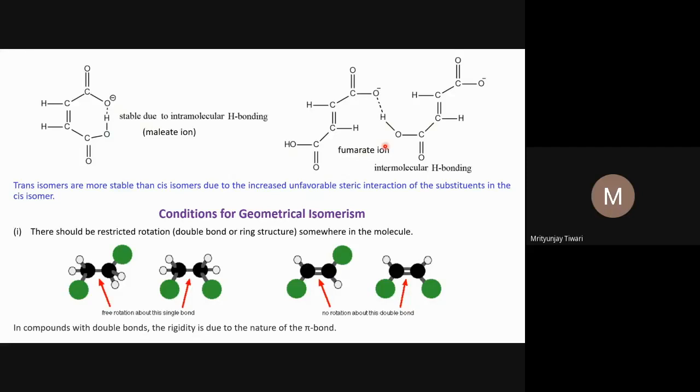Delta G is equal to delta H minus T delta S. Those things we have already seen in the thermodynamics chapter. Let's now see the conditions for geometrical isomerism.